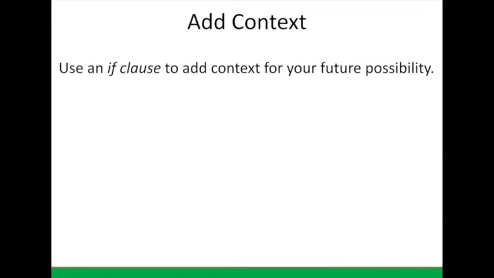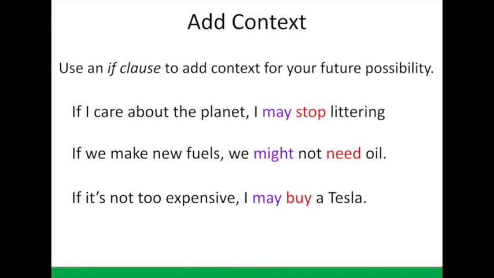If we want to add more context or information to our statements of future possibility, we can often add an if clause. By adding an if clause, we give more information or a condition to increase the likelihood of our modal of possibility. For example, if I care about the planet, I may stop littering. If we make new fuels, we might not need oil. If it's not too expensive, I may buy a Tesla.